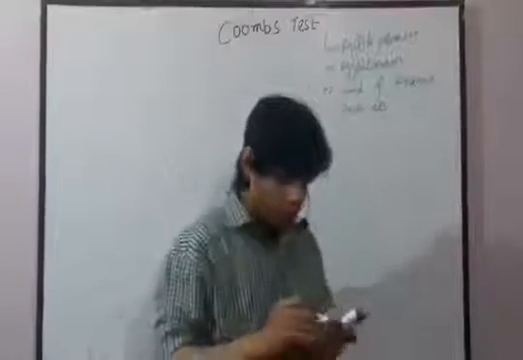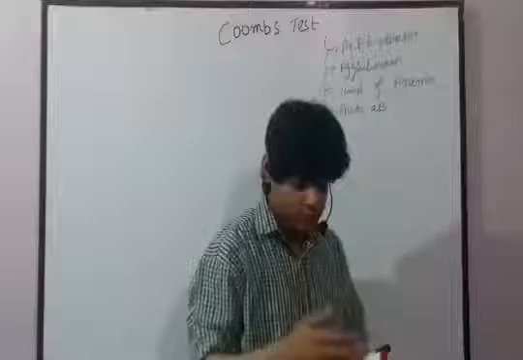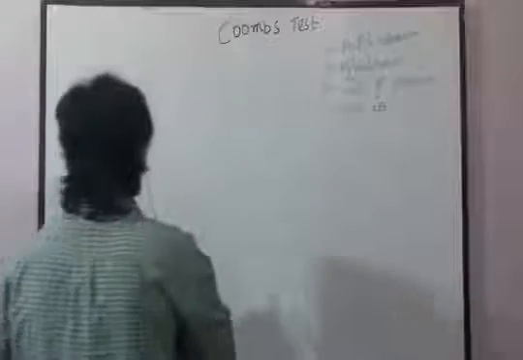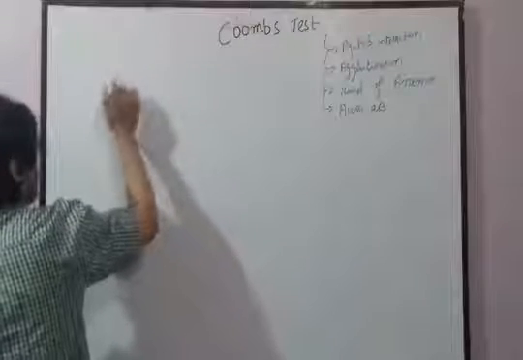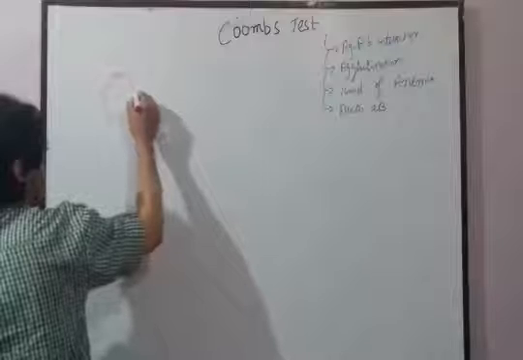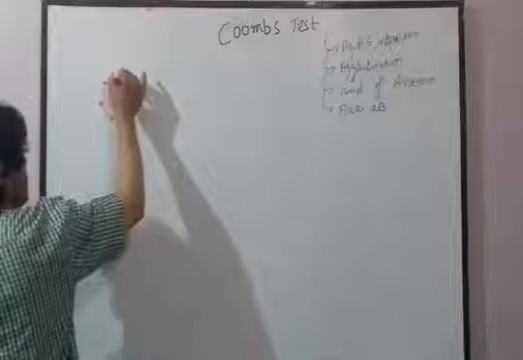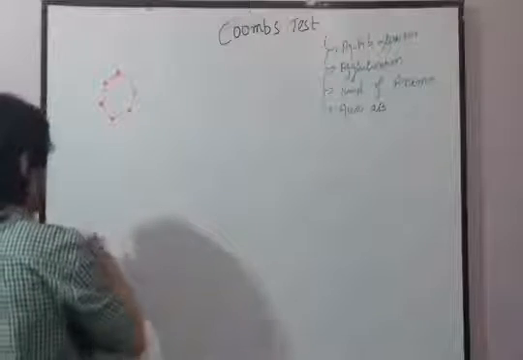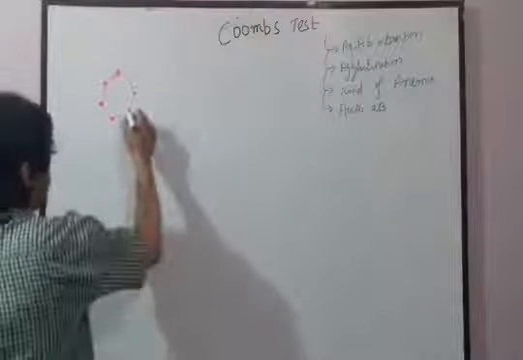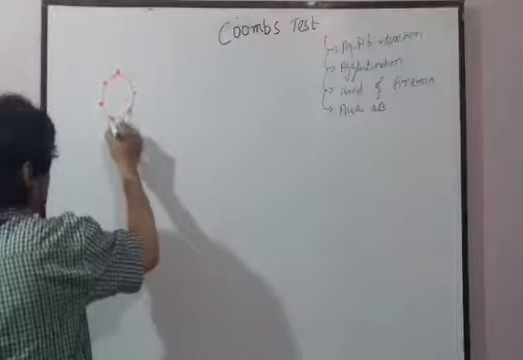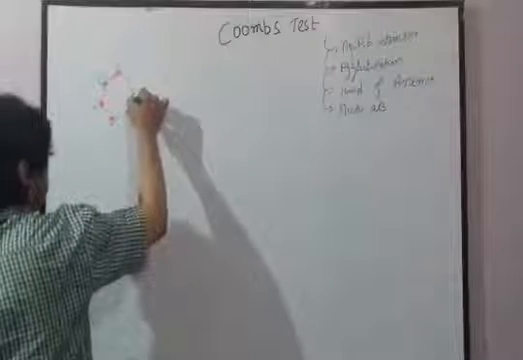So now what is autoantibody? Before explaining the Coombs test, you need to understand the autoantibody concept. Let's suppose inside our body this is the RBC. This RBC has special molecules, let's suppose they are antigens. Due to this antigen, antibody will be produced. So this is the antibody against these antigens present on the surface of the RBC.